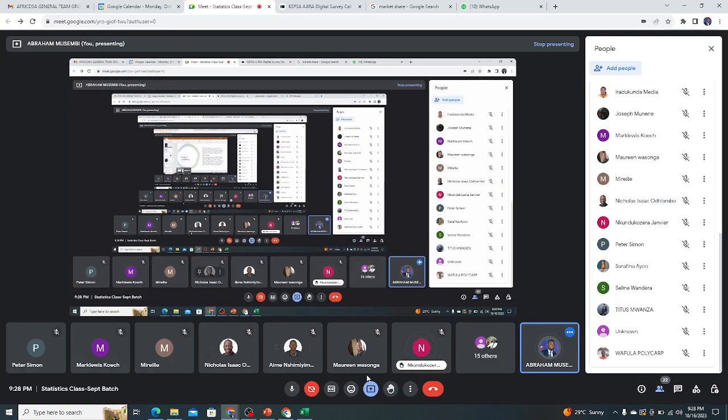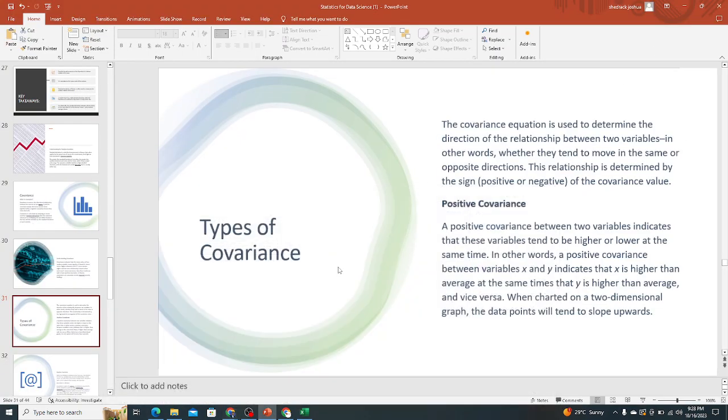Yes, we have a question. Yes, sir. Thank you. For correlation, you have seen that the boundaries are negative one and positive one. But for covariance, we said covariance swings between positive infinity and negative infinity. Now, when should we say that we have a strong positive covariance, or a strong negative covariance, or the covariance, whether positive or negative, is weak?